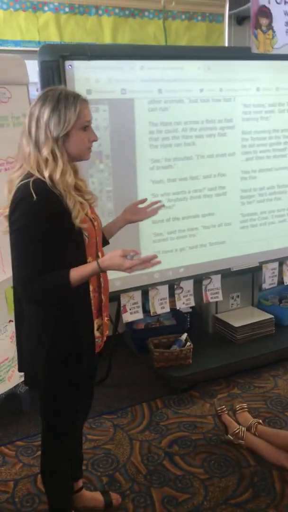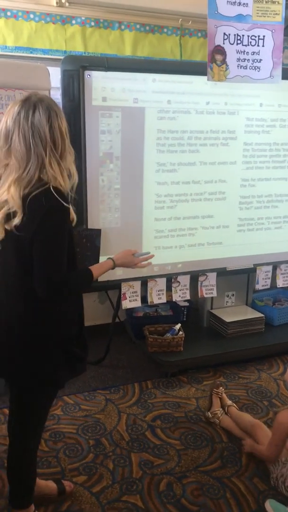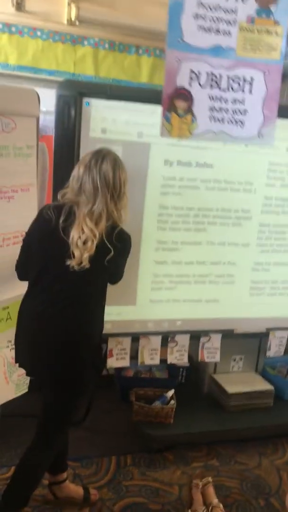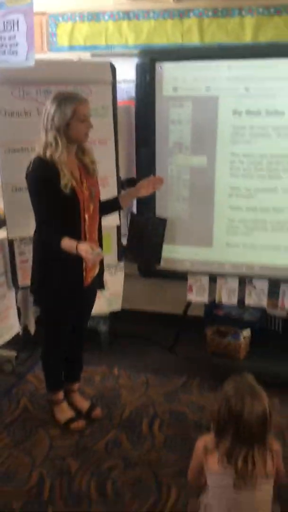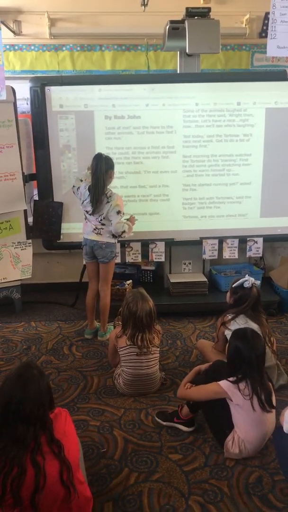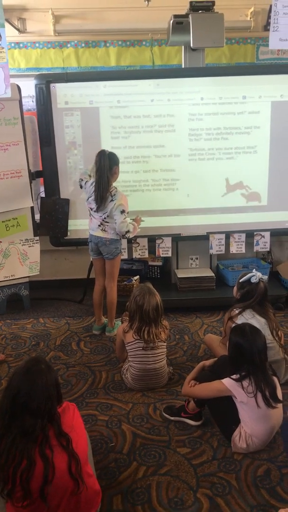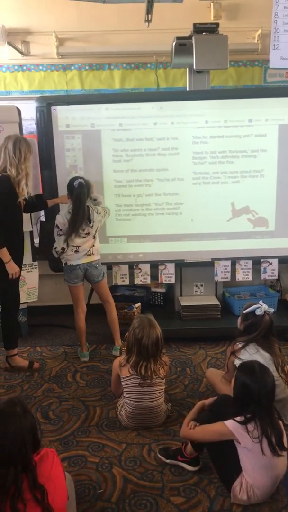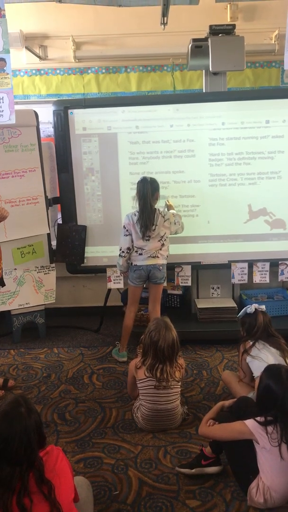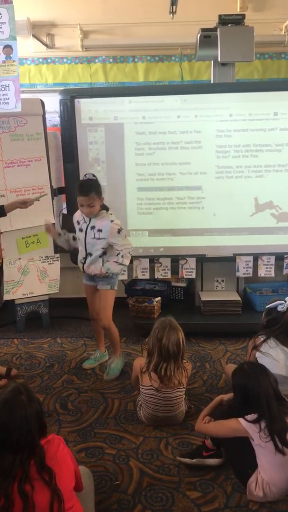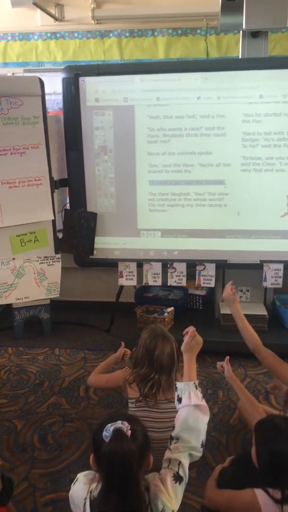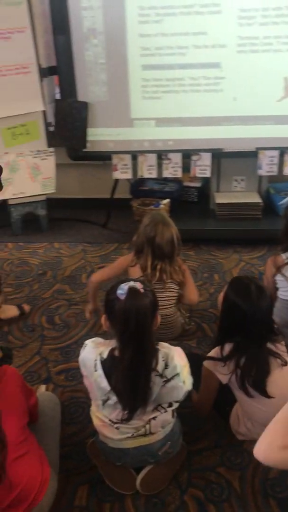So, before we say, okay, the tortoise is brave, we have to use evidence from the text. So, for example, we're going to go back to the text, and I want Anelli to come up and highlight an action or dialogue that supports this character trait. It's okay. "I'll have a go," said the tortoise. Perfect. Thumbs up if you agree that this is a good dialogue to support that the tortoise is brave. Good job. Awesome.